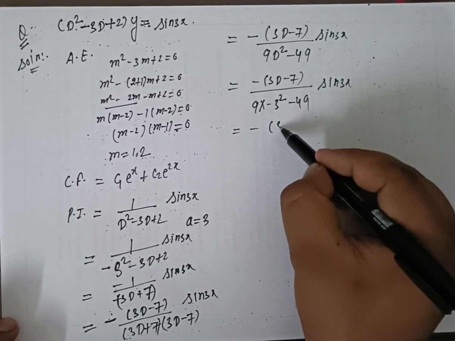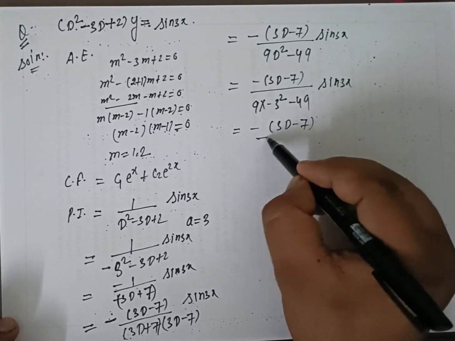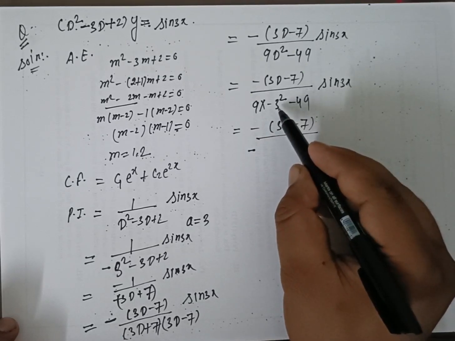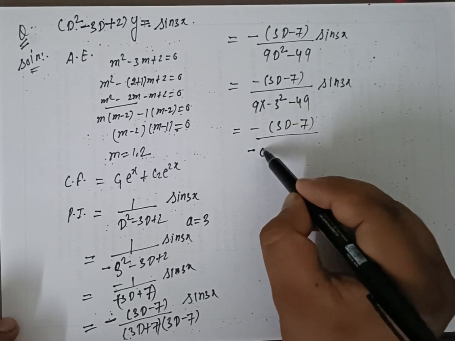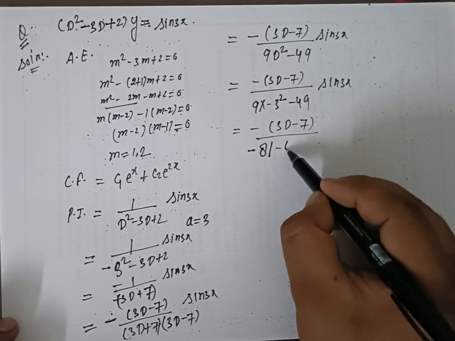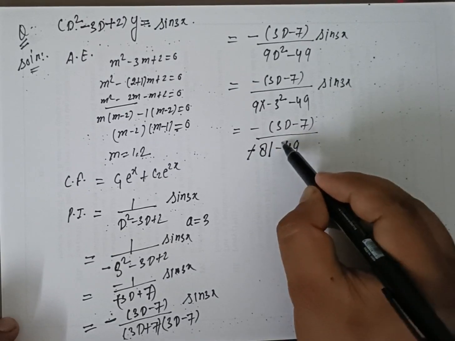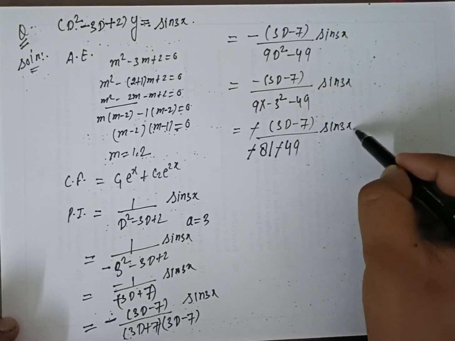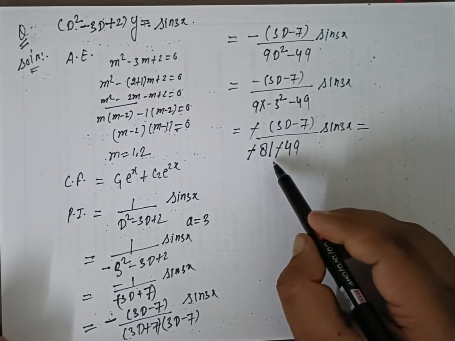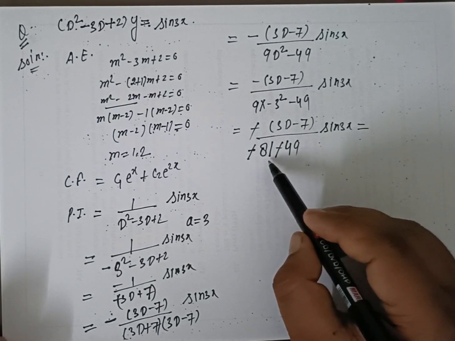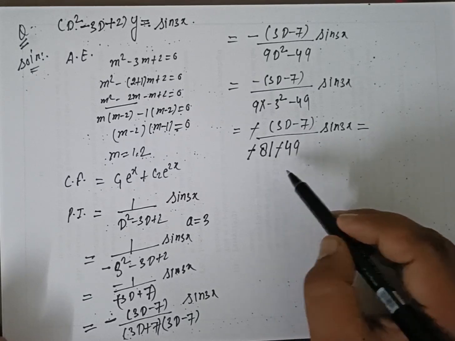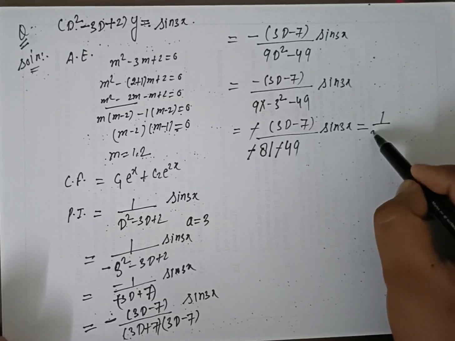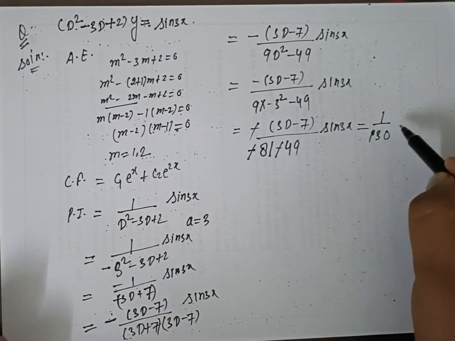Finally you write it as minus 3D minus 7, and in the denominator it is minus, and minus how much, 81 and minus 49. Obviously this minus is cancelled out by this, okay, sine 3x. So what about the final answer? As I see, the final answer will be 50 and plus 80, that is, you know, 130, okay, 130.